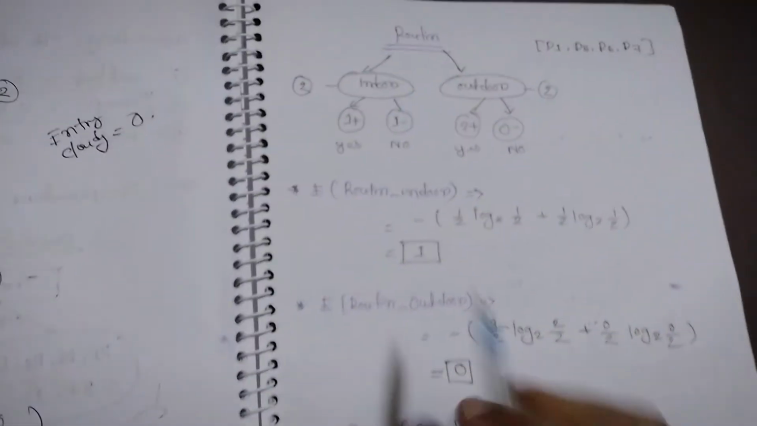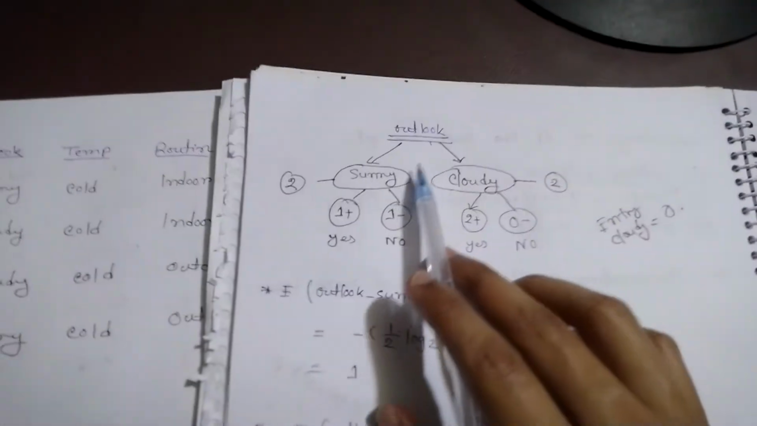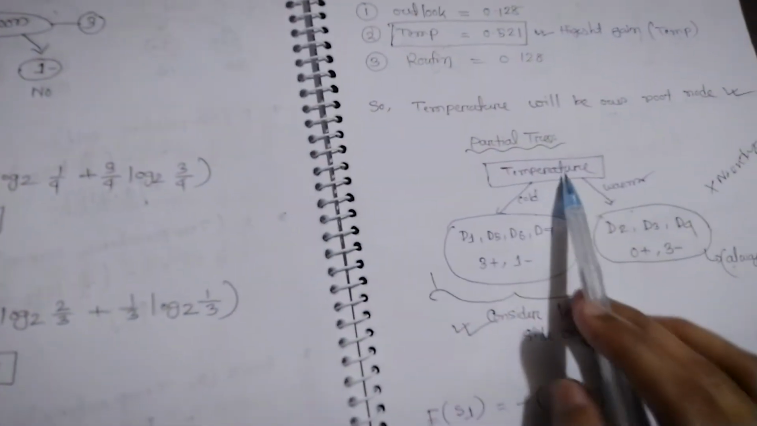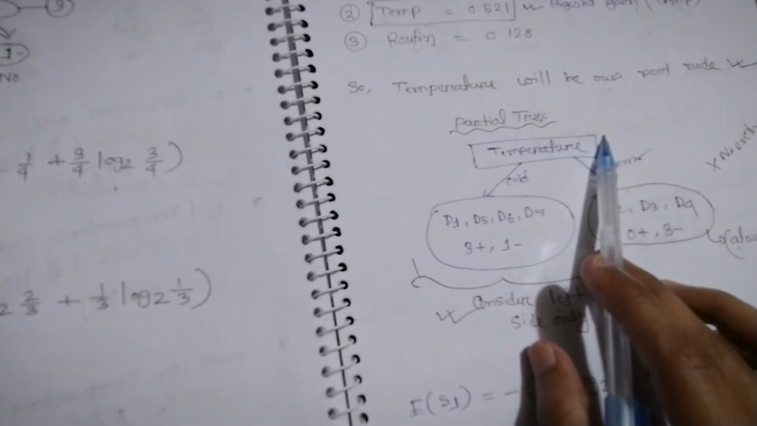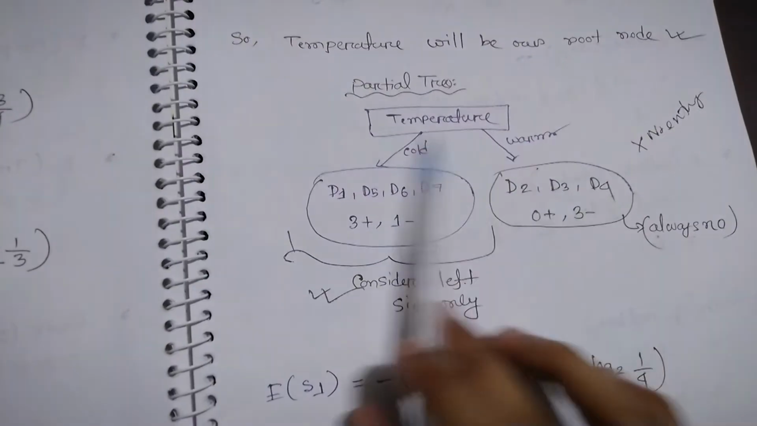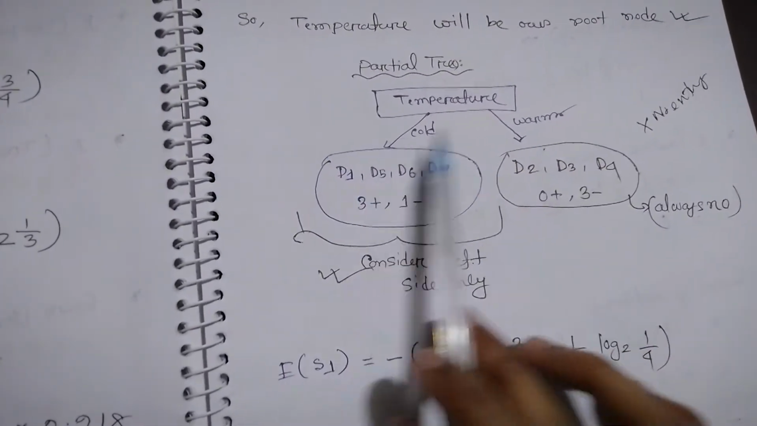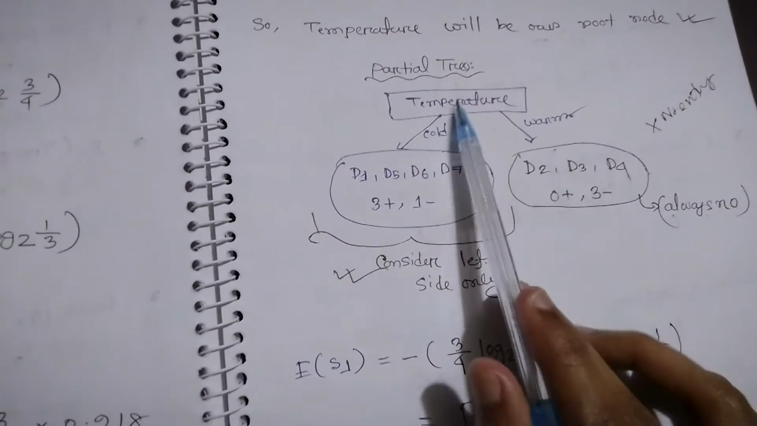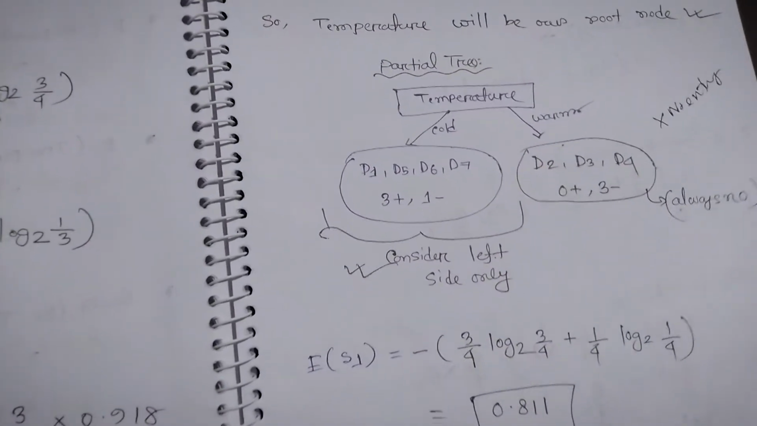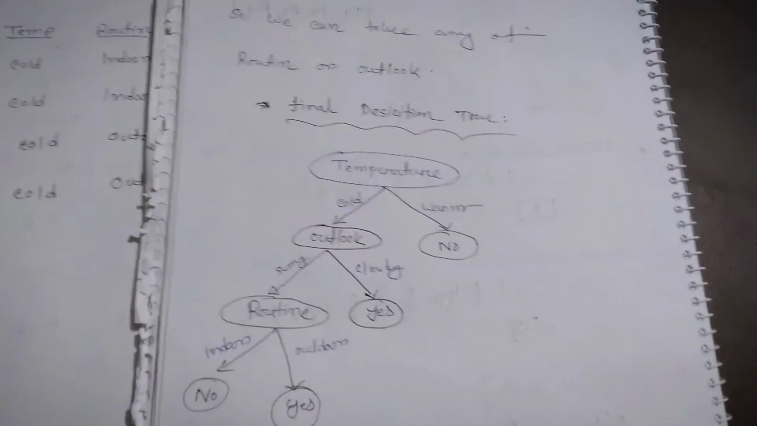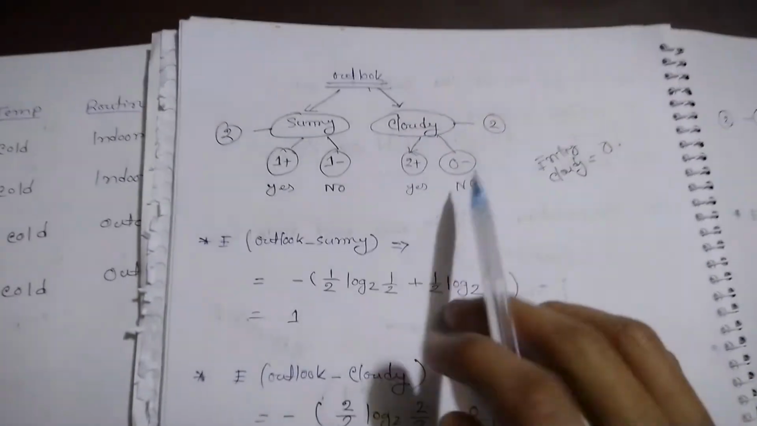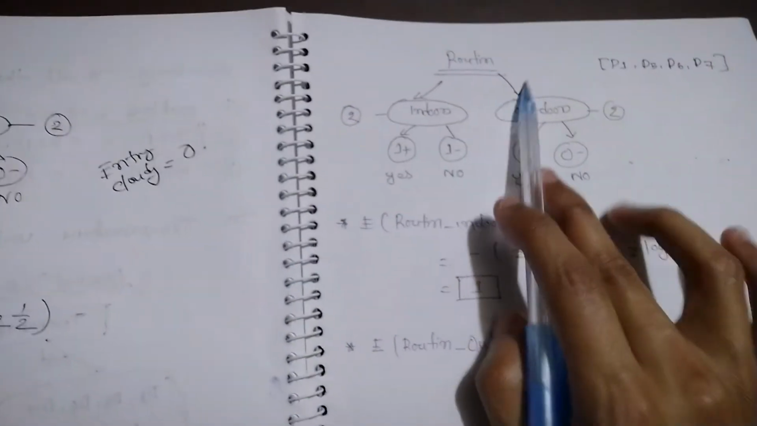we just find it for routine and Outlook, because in the previous data set we already put the root of our tree as temperature. Temperature is already defined. We have cold or warm. We just calculated this part, not this whole tree. So our temperature would not be calculated here. We only need to calculate for Outlook and for routine.